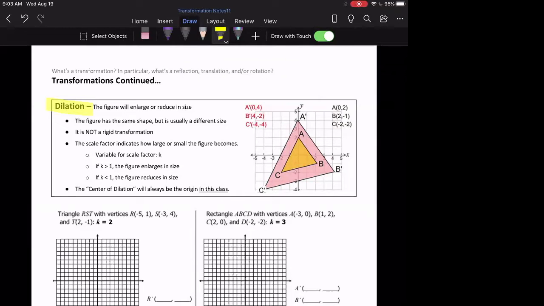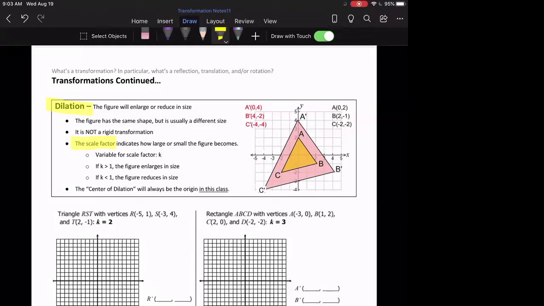But it's not a rigid transformation. So it's not like the translation where it was going to be the same size everywhere. This will be a different size. So we're going to use what's called a scale factor, and that's going to indicate how large or small the figure becomes.